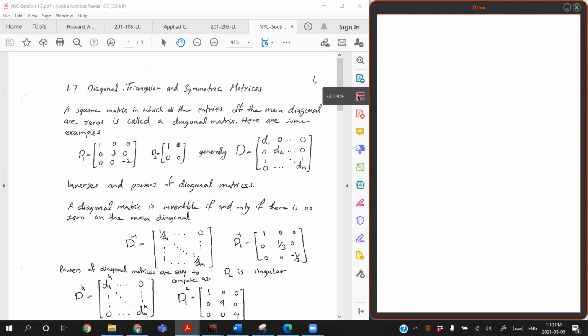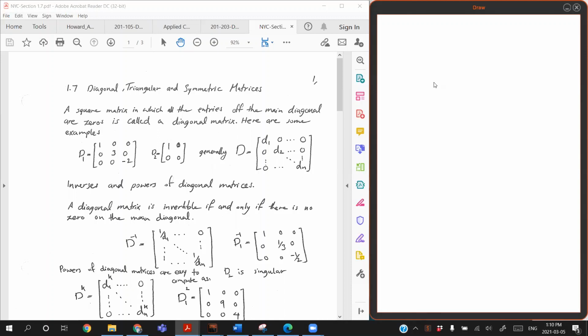Section 1.7, diagonal, triangular, and symmetric matrices. So there are lots of new terminology and definitions in this section, but all in all, it's a very easy section. So first we begin with the definition of a diagonal matrix.